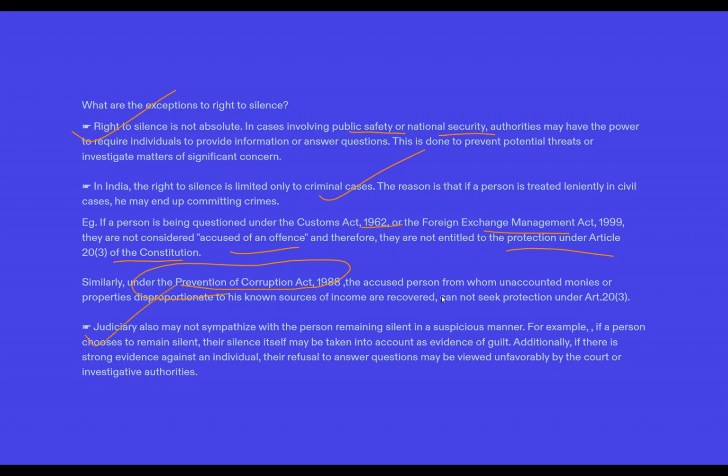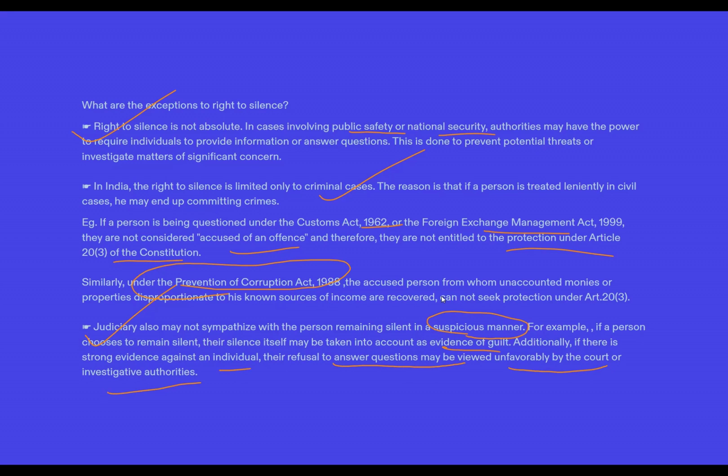Also, the judiciary may not sympathize with a person remaining silent in a suspicious manner. For example, if a person chooses to remain silent, their silence itself may be taken into account as evidence of guilt. There are certain cases where if you are always silent, you are not giving any evidence, you are not telling anything, you are not cooperating with the authority, then the court may not sympathize, and may be forced to agree that the person is guilty. Additionally, if there is strong evidence against an individual, their refusal to answer questions may be viewed unfavorably by the court or investigative authorities.